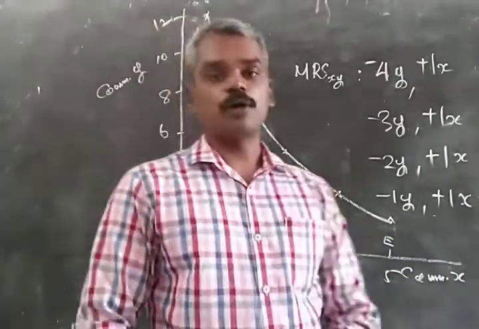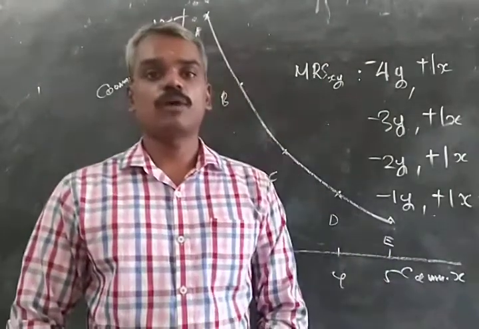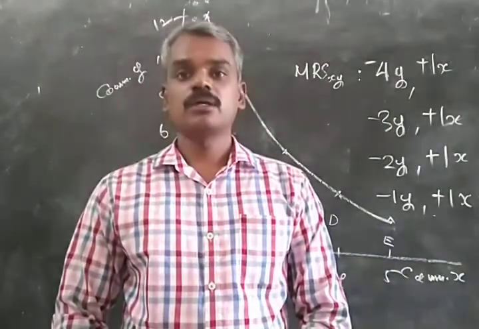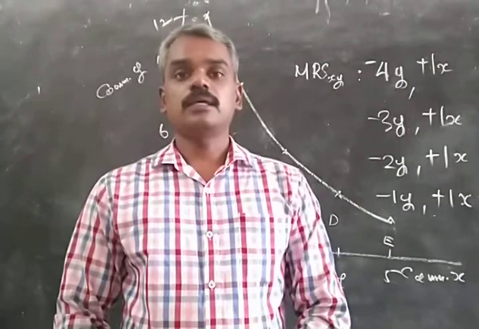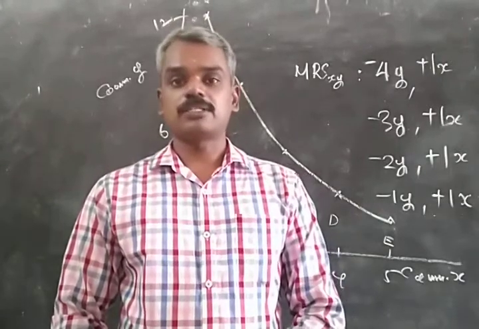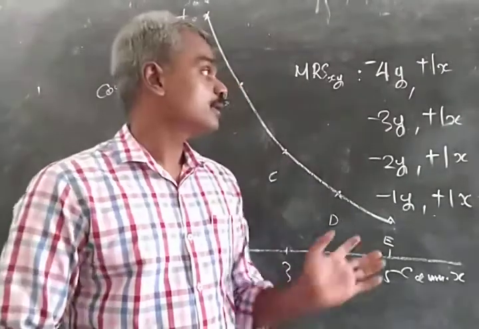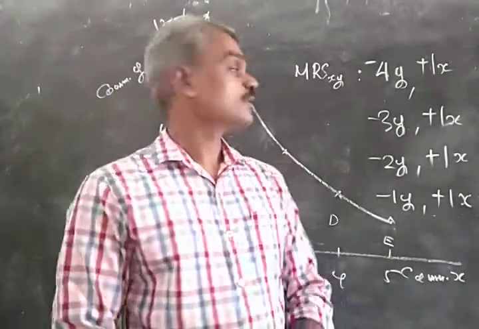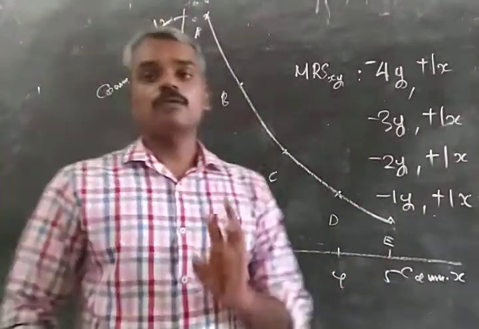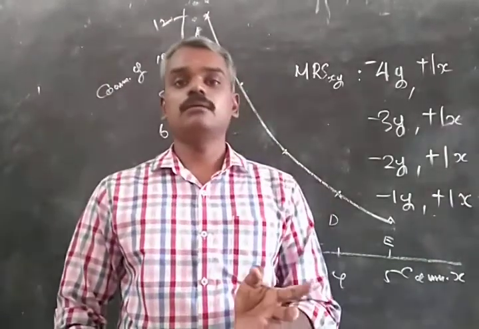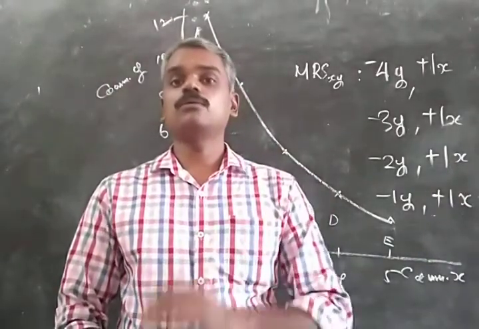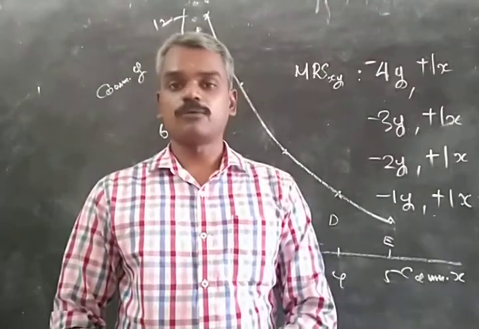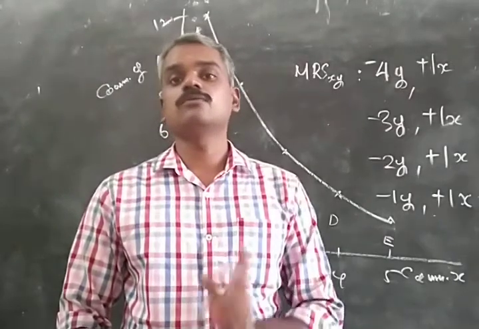Why does it fall? There are two reasons why the marginal rate of substitution falls. The first reason is that the commodities are not perfect substitutes. x and y are not perfect substitutes. If they were perfect substitutes, in order to add 1x, he would have to reduce only 1y. He or she would have only to reduce 1y.